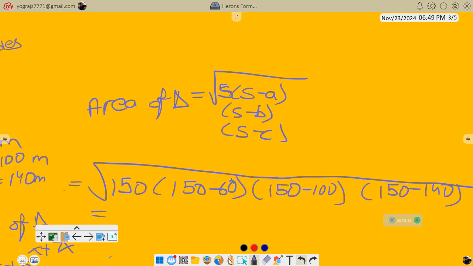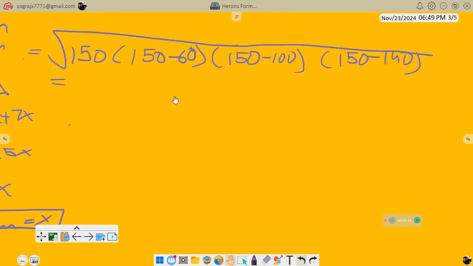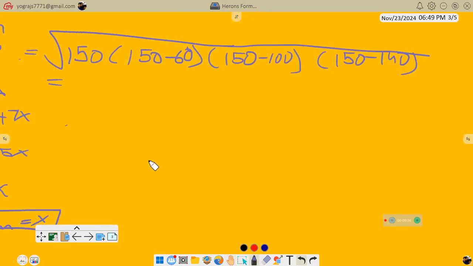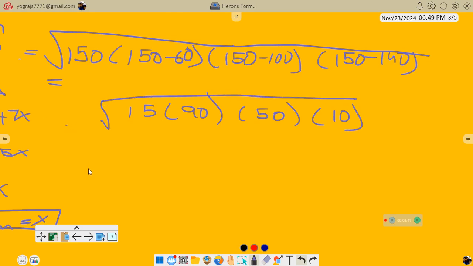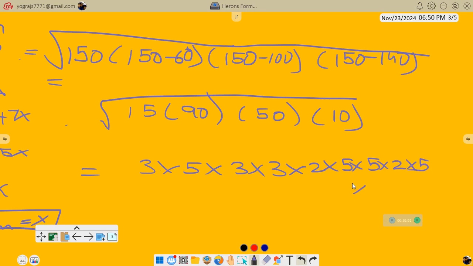Now let's solve this question. Let's solve these values by subtracting and multiplying. 150, 90, 50, 10, which equals 3 into 5 into 3 into 3 into 2 into 5 into 5 into 2 into 5 times 2 times 5.